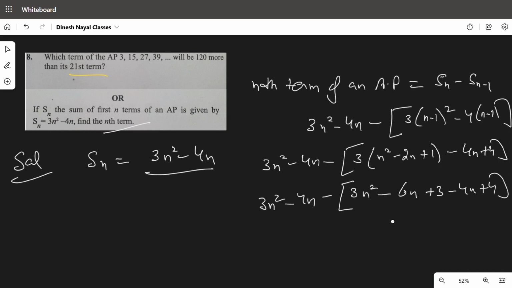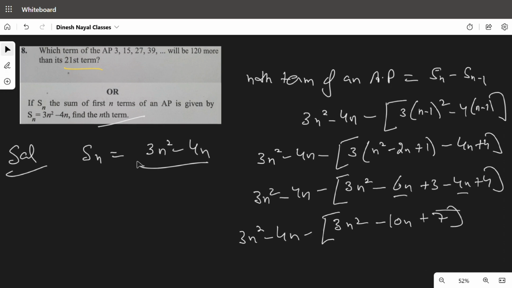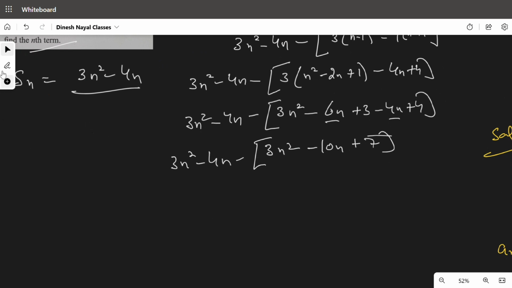So now you can expand the bracket. Solve the inside one first: 3n square stays, minus 6n minus 4n is minus 10n, and plus 3 plus 4 is plus 7. Now we can expand the bracket.